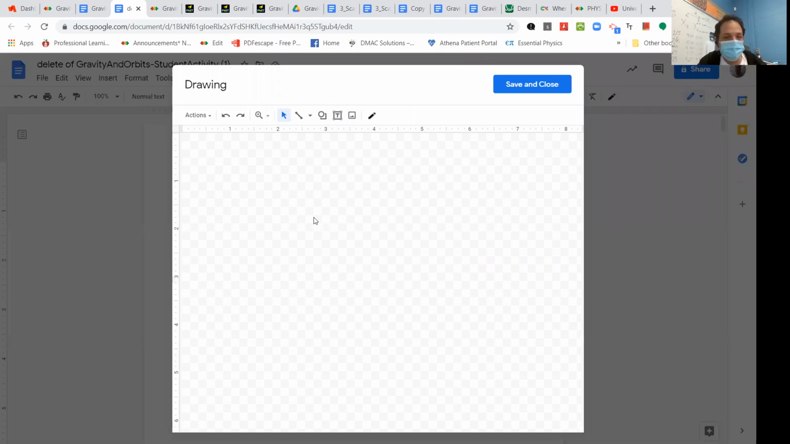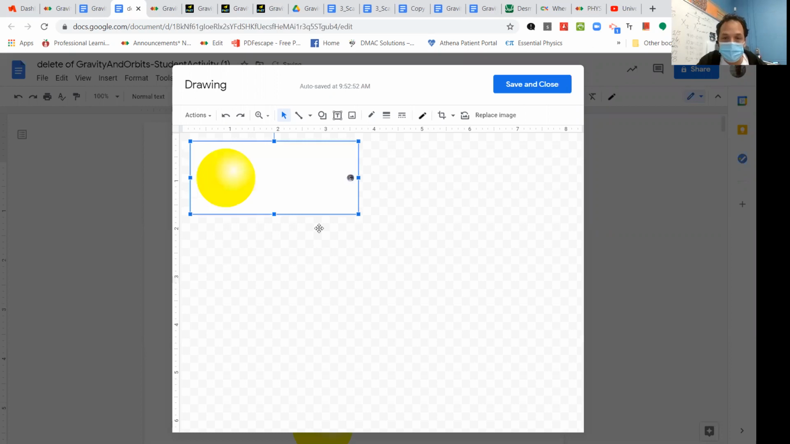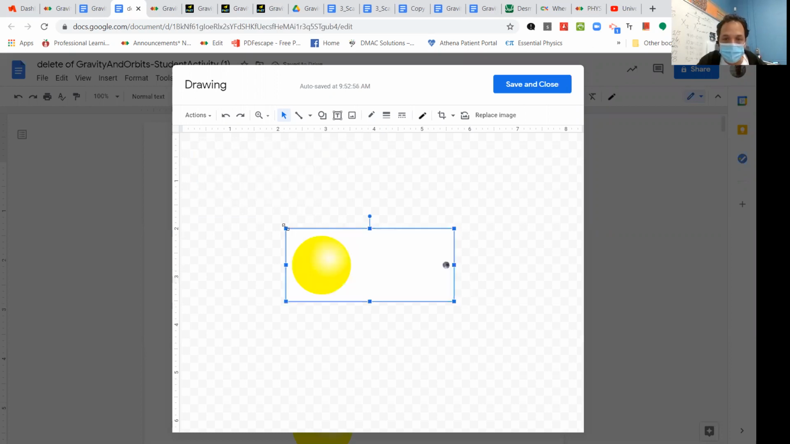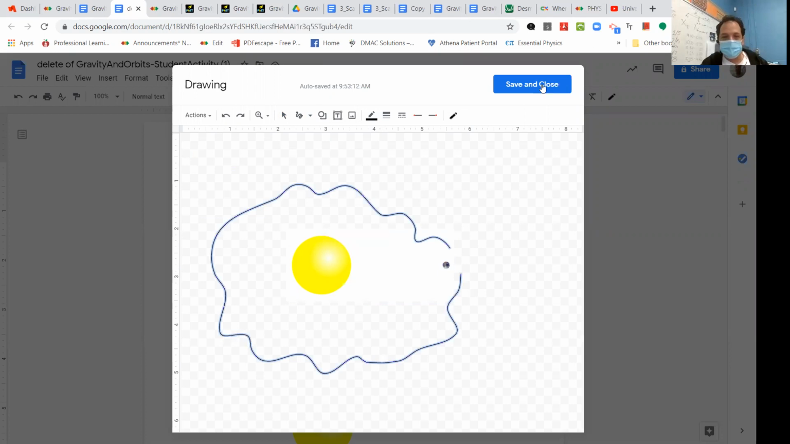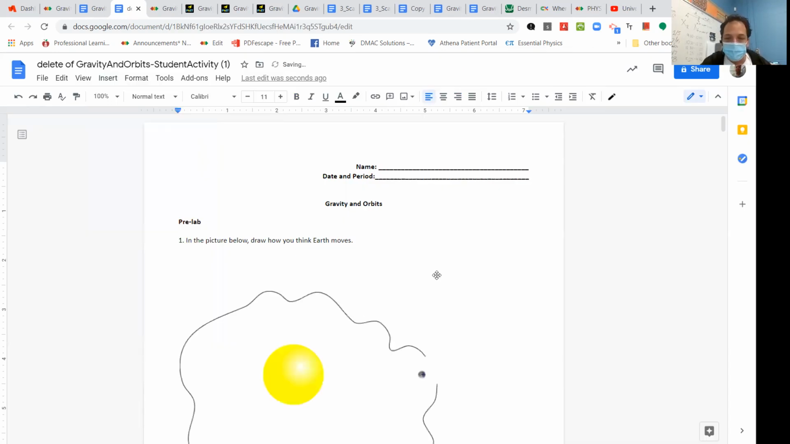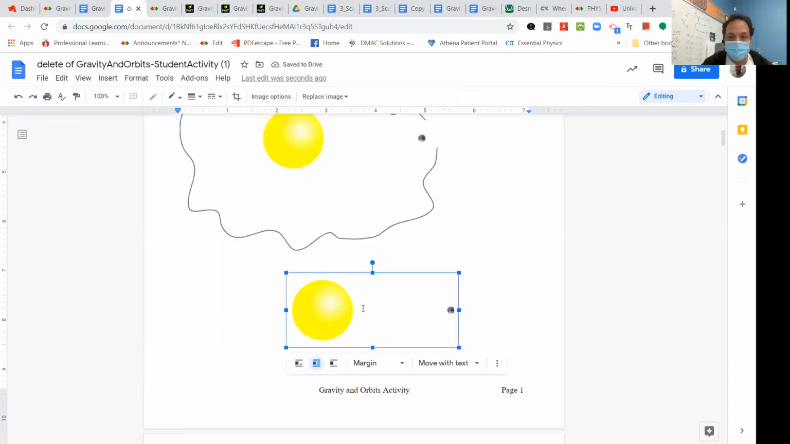So I pushed control copy on the picture I wanted to draw on, and I just put it in here. I paste it, control V. And then I can draw on it. So let's say this was in the picture below. Draw how you think the Earth moves. I think the Earth moves like this. Is that true? No, but that's what I'm going to put. So there you go. So you can erase the old one. See.